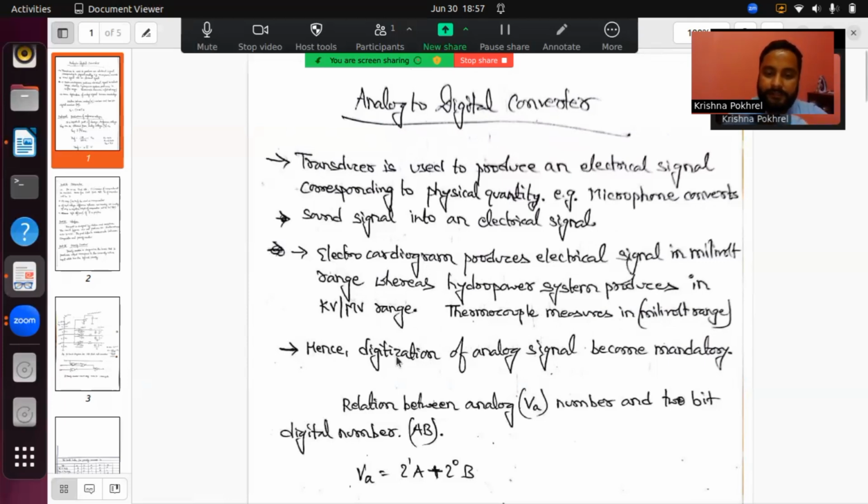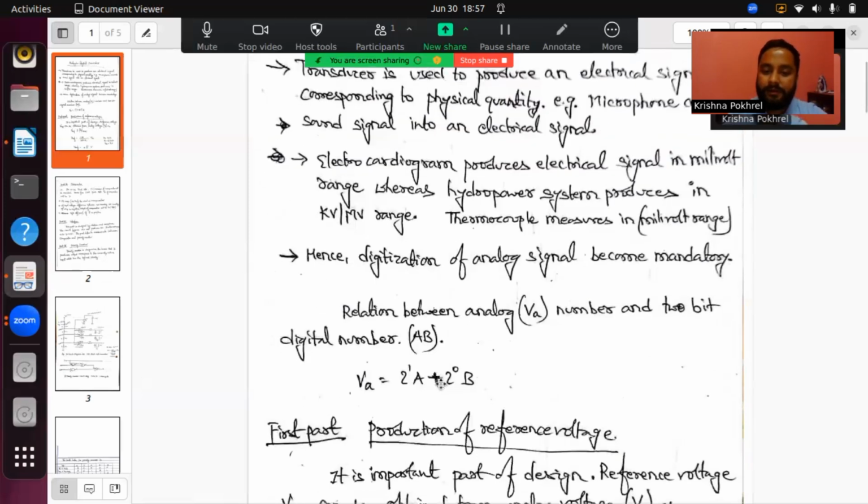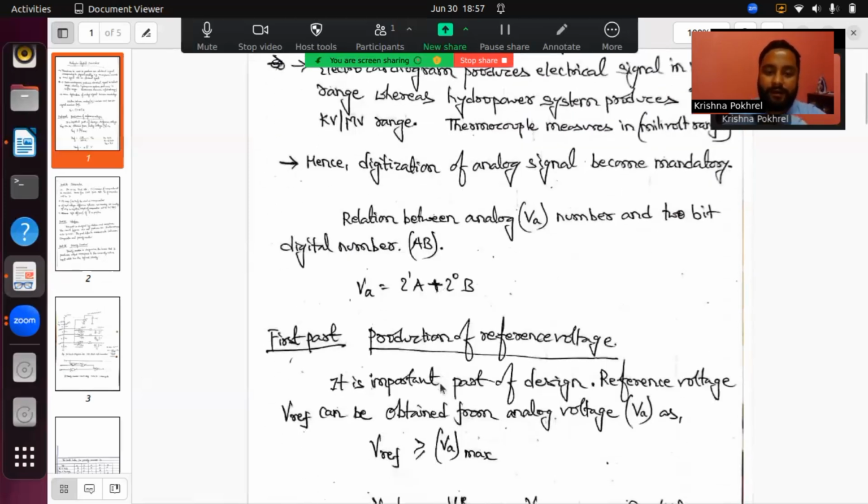Hence, digitalization of the analog signal has become mandatory nowadays. We need to digitalize, that means we need to convert the analog signal into a digital signal. Now, the relation between an analog number and a two-bit digital number. If we have a two-bit digital number, A and B, then what is the relation? We have the relation: analog number = 2^1 A + 2^0 B. This is the final result which we will get later.